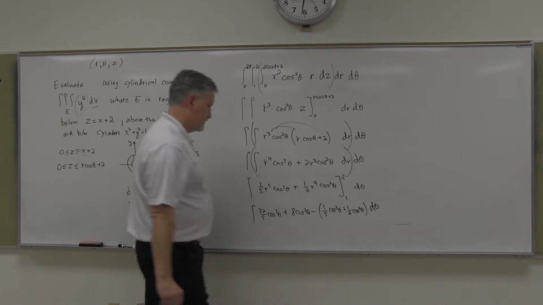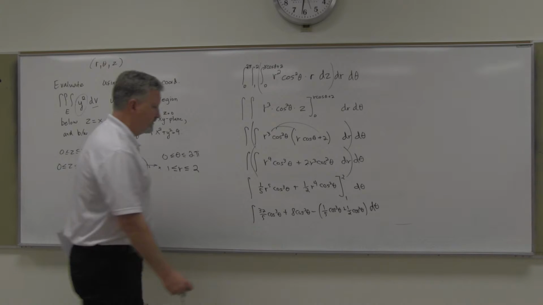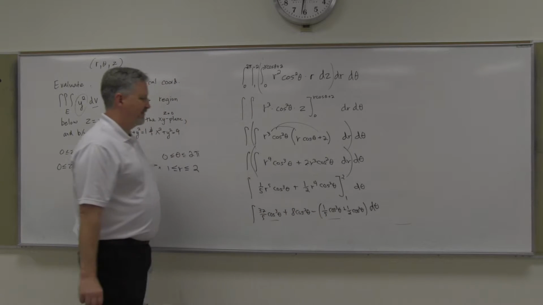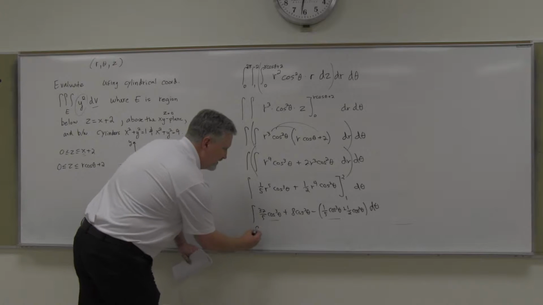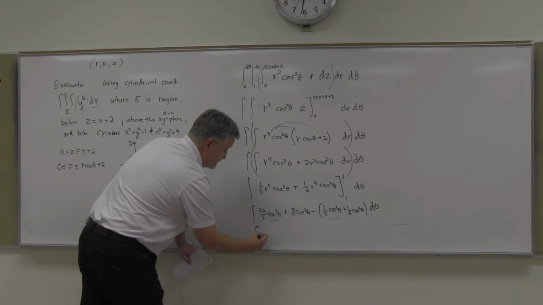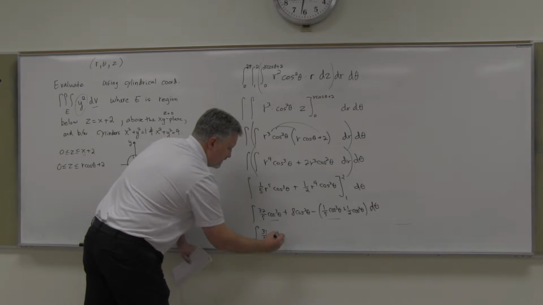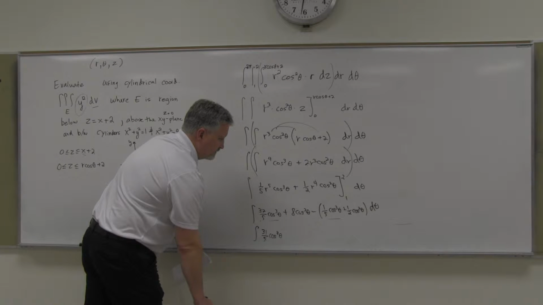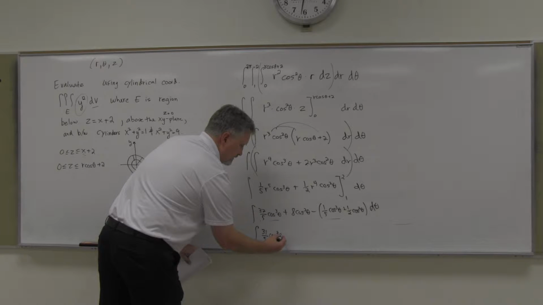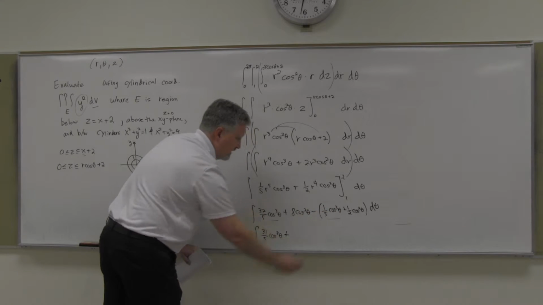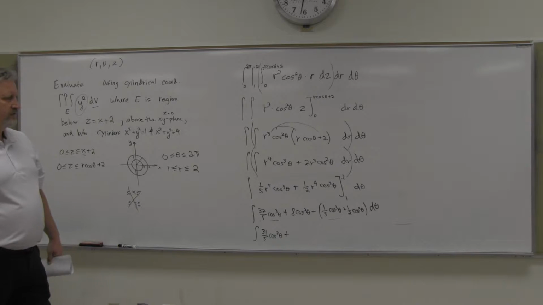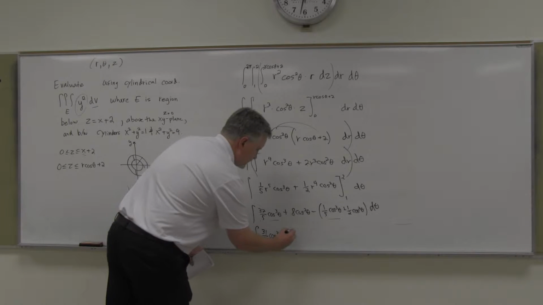All right. Yeah, so good news is there are some like terms, if you will. 32/5 minus 1/5, that's just 31/5. 31/5 cosine cubed theta. And then 8 minus a half, 15 halves cosine squared.